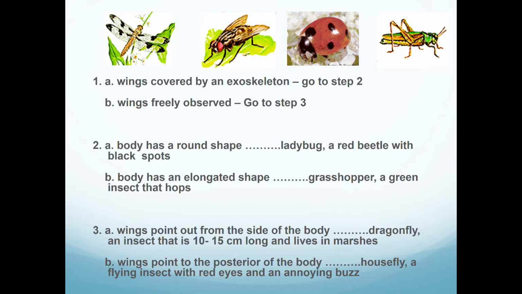So with our lovely bugs, you have 1A is wing. Say we pick this ladybug up here. 1A is wings covered by an exoskeleton, or wings are free. Ladybug wings are covered by an exoskeleton, so we would go to step 2. Step 2 says either A is body has a round shape, which is ladybug, a red beetle with black spots, or B, body has an elongated shape, grasshopper, a green insect that hops.